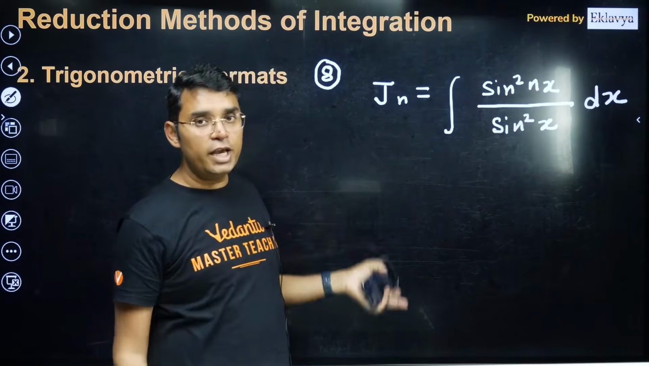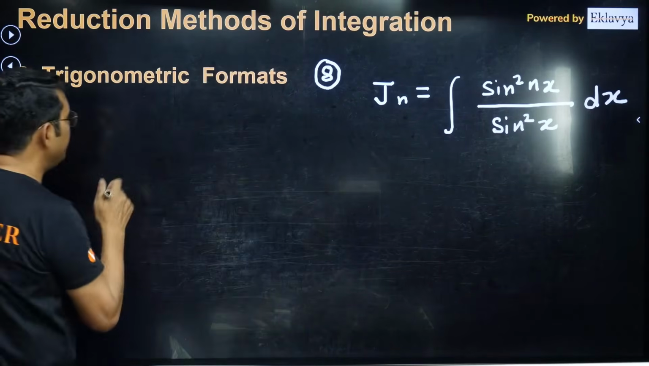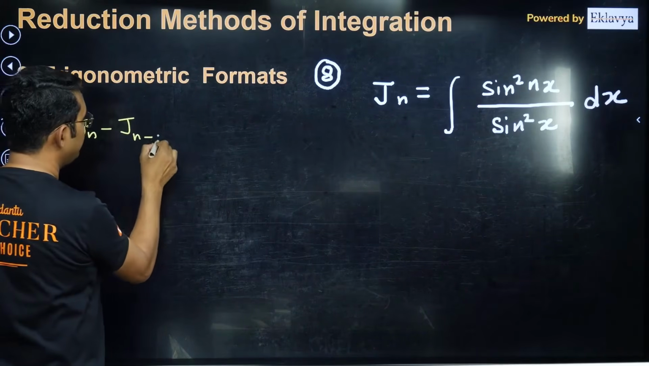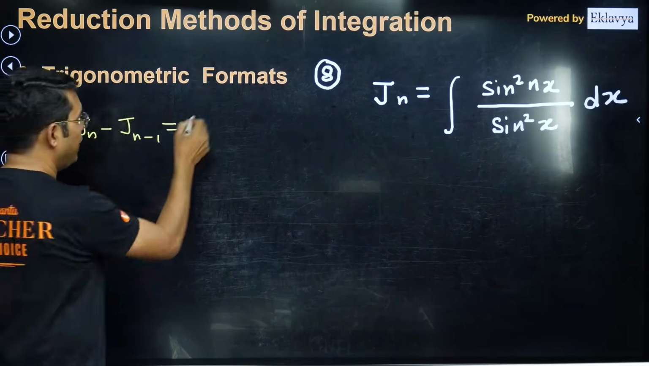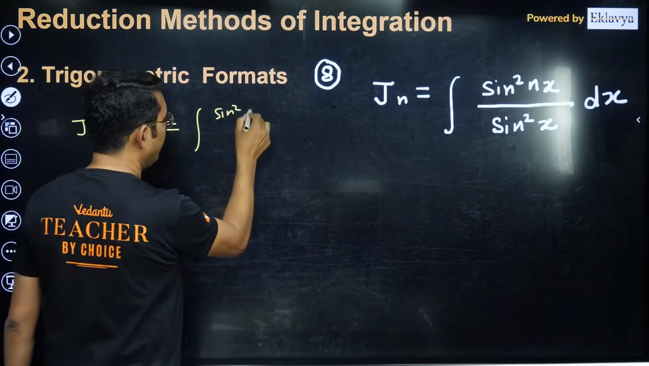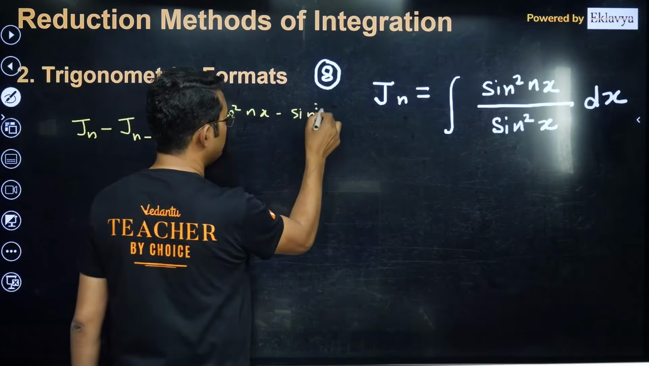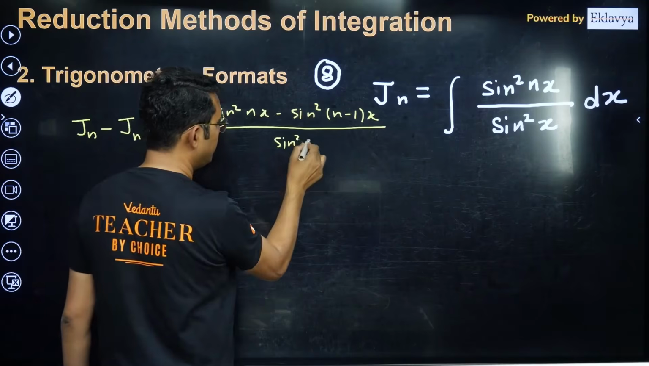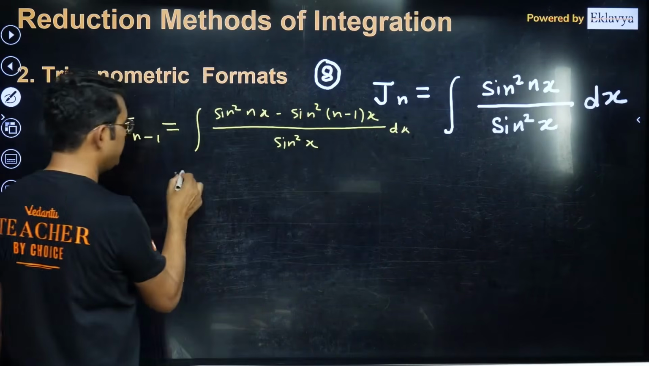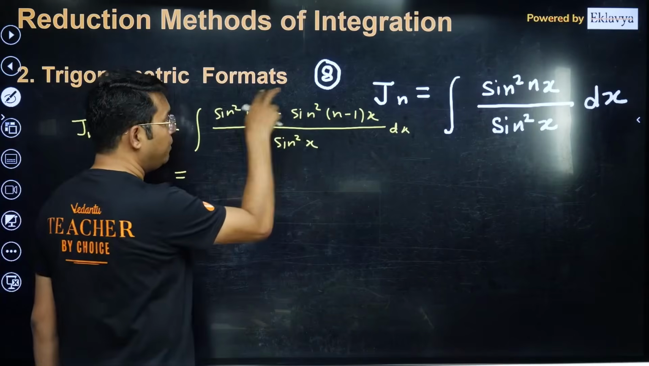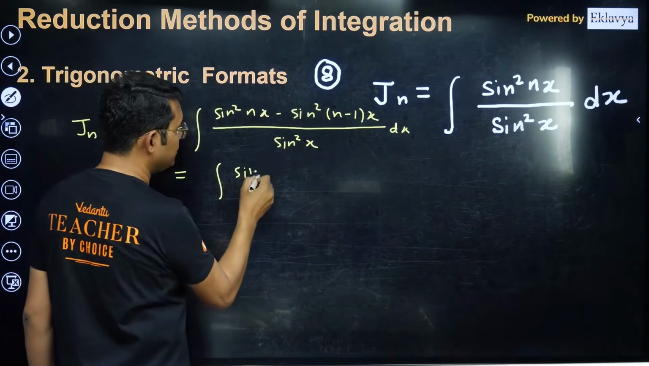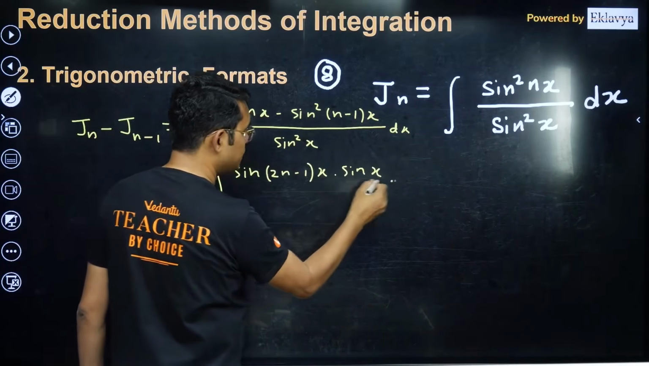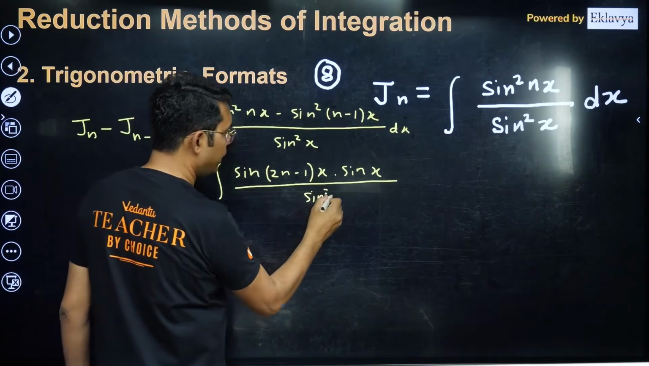I have taken this as Jx here. There is a reason why I have taken this as Jx. Please see, I can write Jn actually Jn minus 1. I can write this as sine square nx minus sine square (n minus 1)x upon sine square x. If you use the result sine square a minus sine square b, which is sine(a plus b), which will be sine (2n minus 1)x into sine(a minus b), so just sine x, upon sine square x dx.